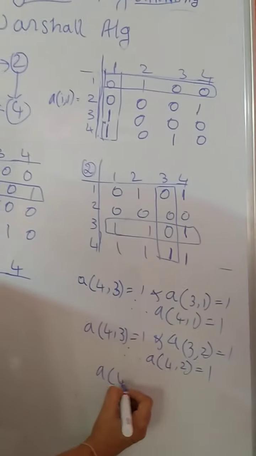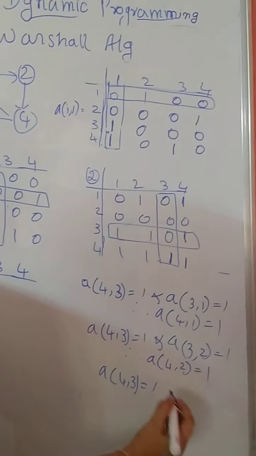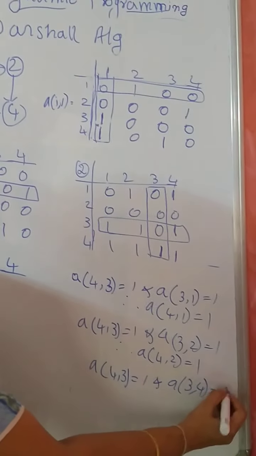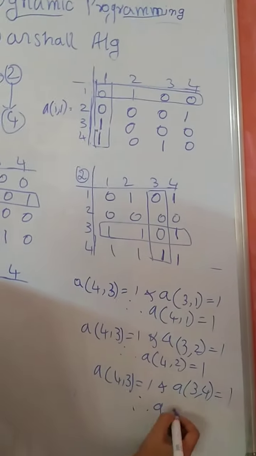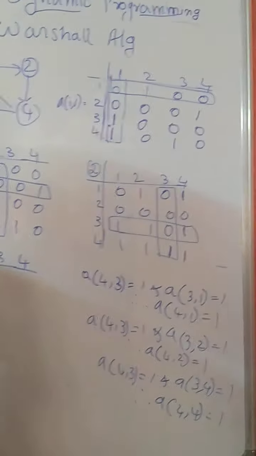Again you repeat the same one with this one. One more one is there, and what is that one? A of 3 to 4 is equal to 1. Therefore A of 4 to 4 is equal to 1.